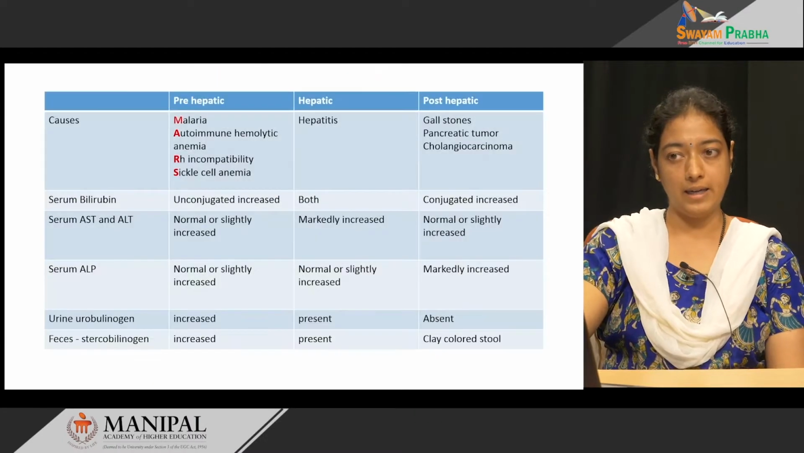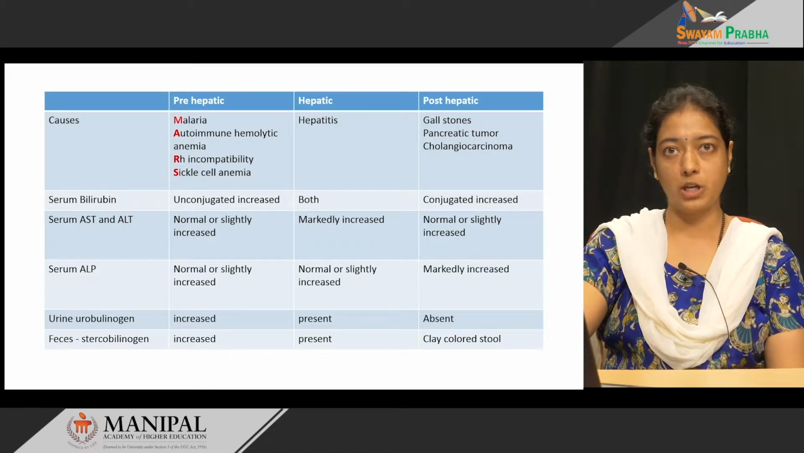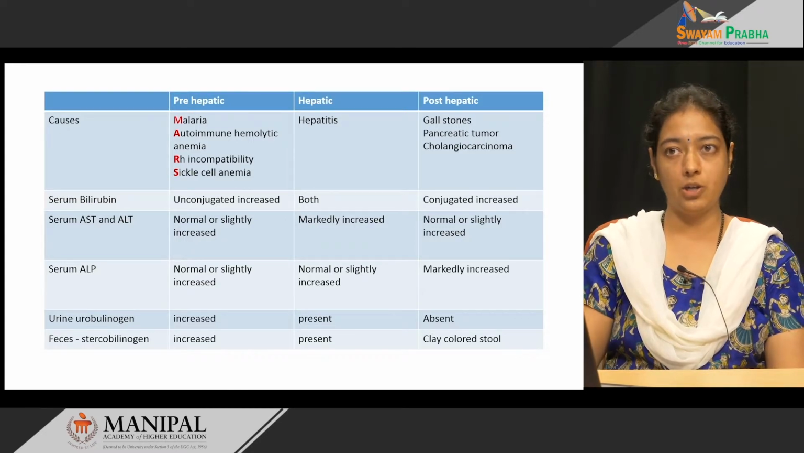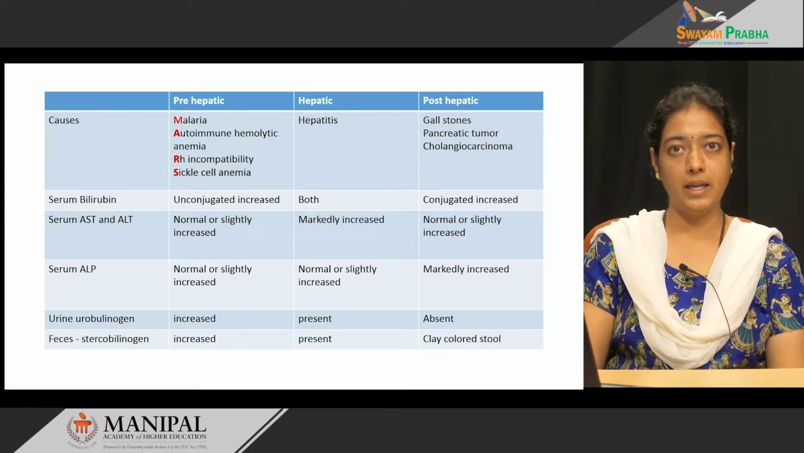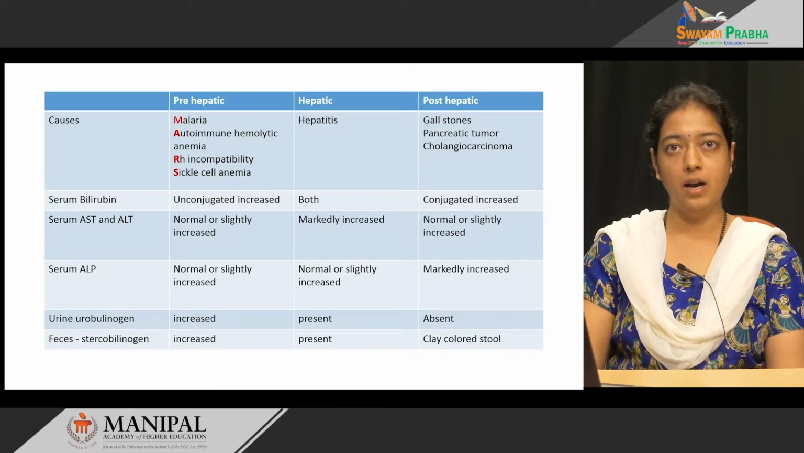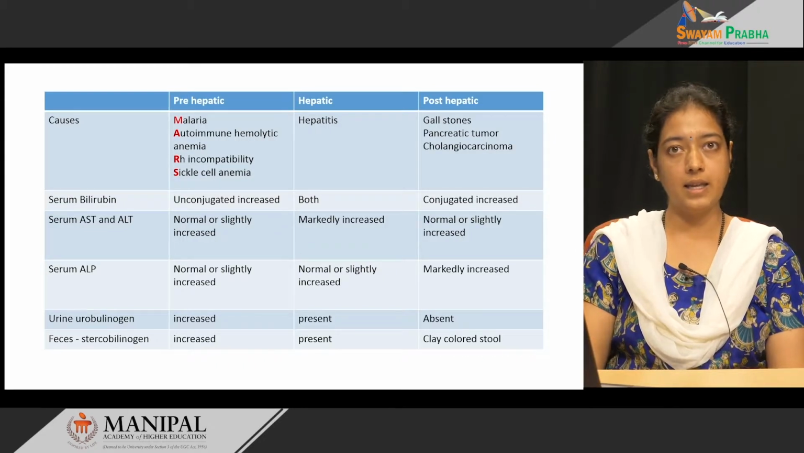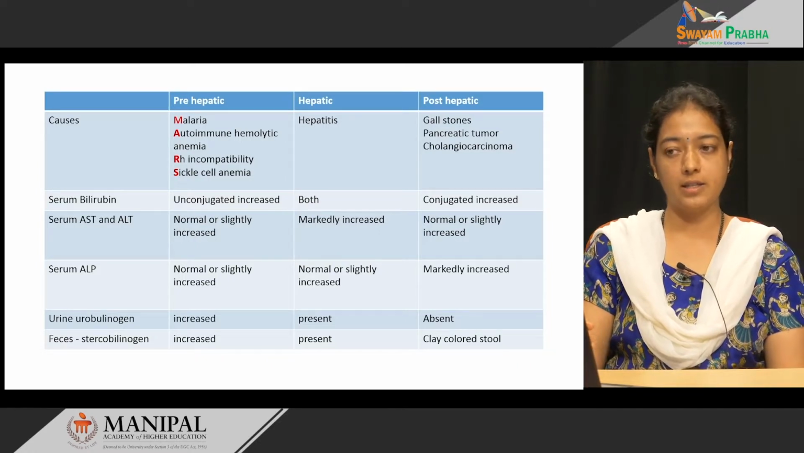Coming to jaundice in adults, there are three types: prehepatic or hemolytic jaundice, hepatic jaundice, and post-hepatic or obstructive jaundice. In prehepatic jaundice, there are many causes. The mnemonic is MARS: malaria, autoimmune hemolytic anemia, Rh incompatibility, sickle cell anemia. In prehepatic jaundice, the unconjugated bilirubin is increased, the enzymes of the hepatic system are normal, and in the urine the level of urobilinogen increases, and in the feces the stercobilinogen increases.